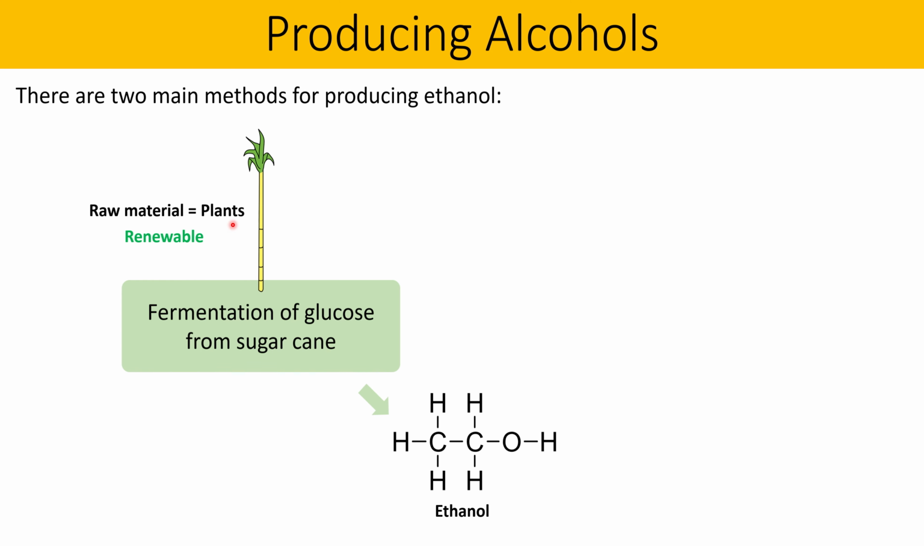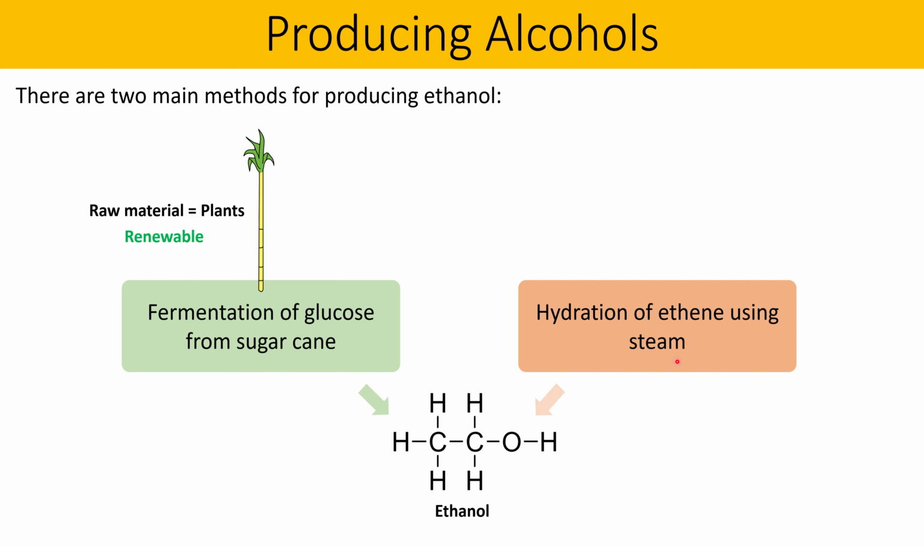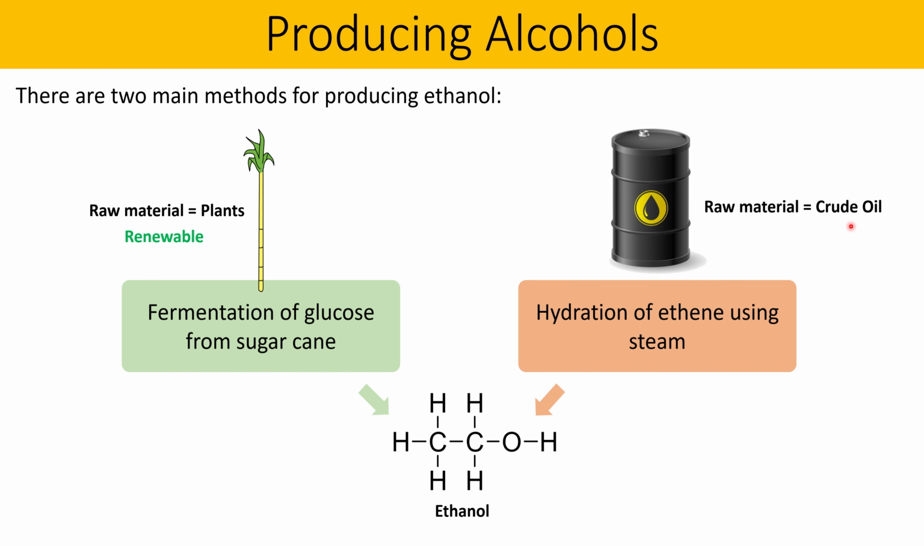The alternative method of producing ethanol is to hydrate ethene using steam, a key addition reaction that we looked at last lesson. The raw material for this process, however, is crude oil, which eventually is going to run out as it's a finite resource, so this is non-renewable. That's a key disadvantage of this process.